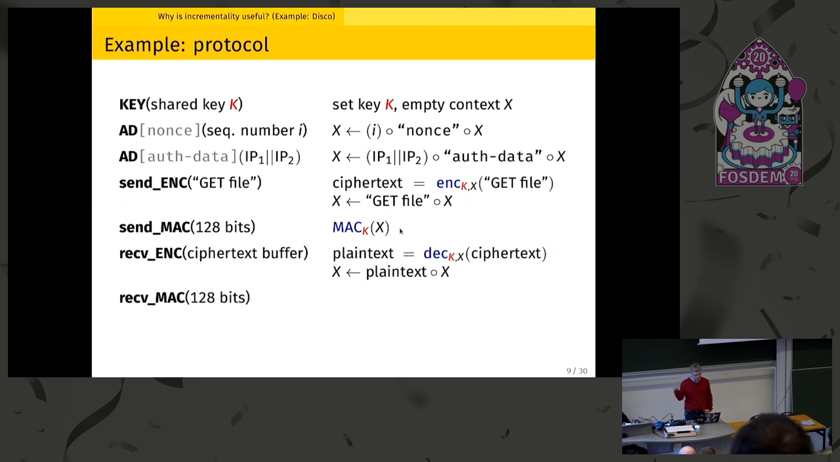Then the server sends me back the file in ciphertext. I'm going to decrypt it and get the plain text, so the file in the clear. I update my context accordingly, and then I check the MAC. The MAC contains everything, and in particular, it contains the plain text that I just received. So I'm now sure that my file was not tampered with on the way from the server back to me. Okay, so in the end, it's fairly nice syntax. You can build many things of this form.